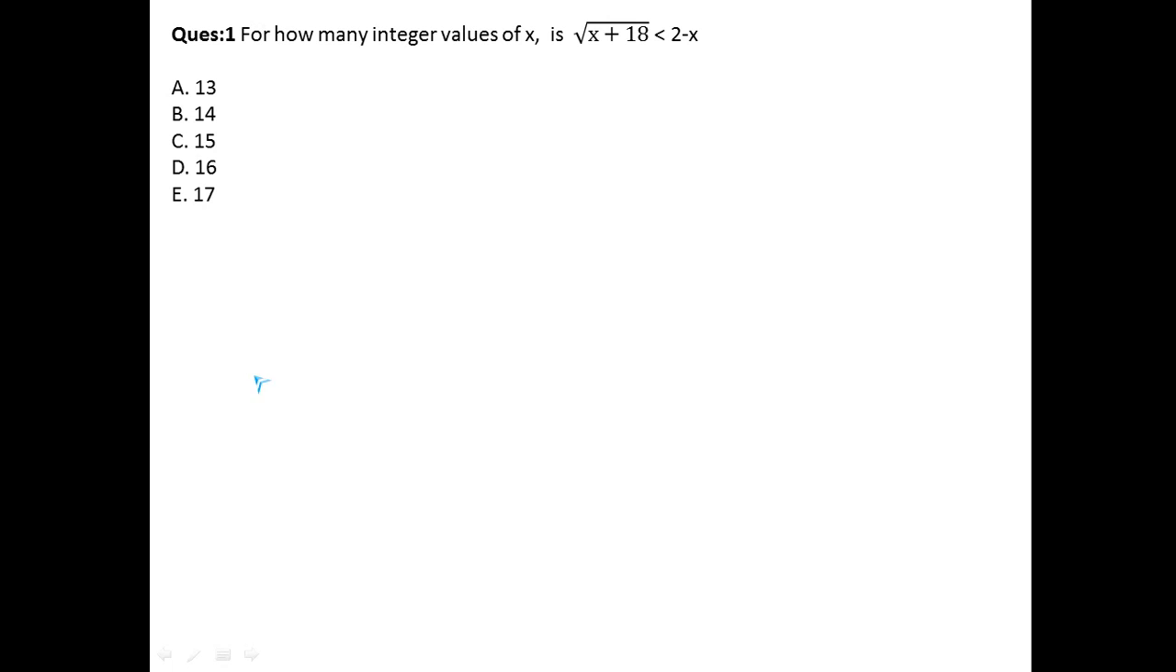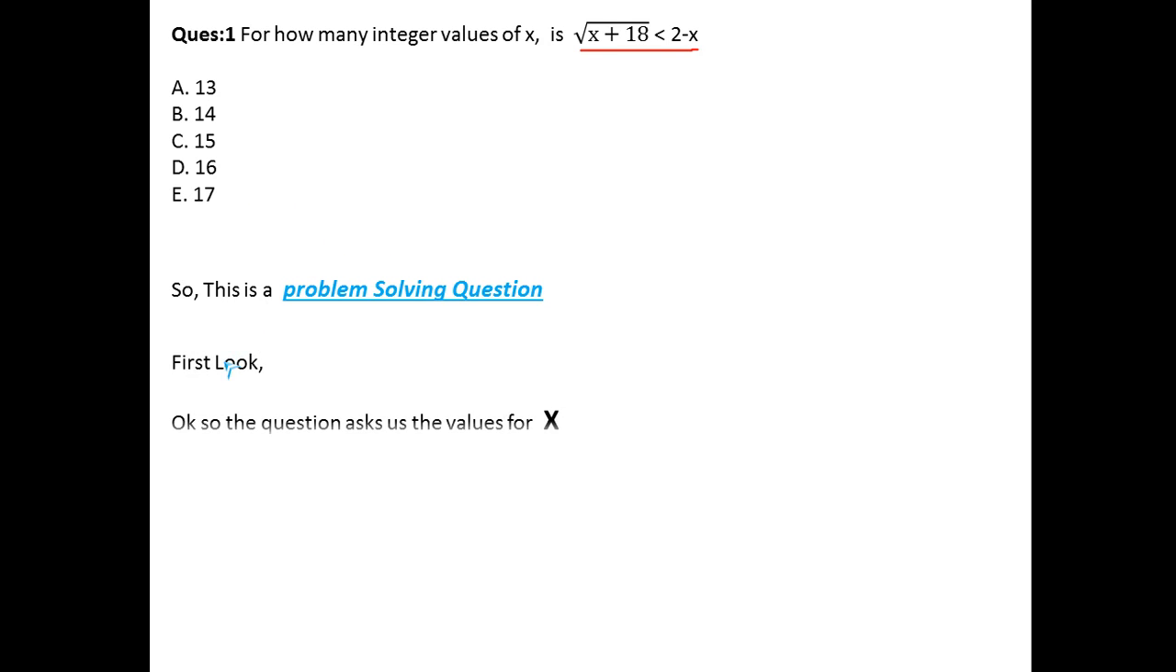So now let us go further and see our question 1. The question 1 says, for how many integer values of x is root x plus 18 less than 2 minus x? Now these are the 5 option choices. So this is a problem solving question. Now let us have a first look at the question. We need to find the values of x.